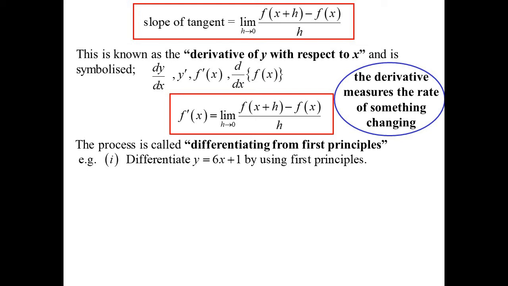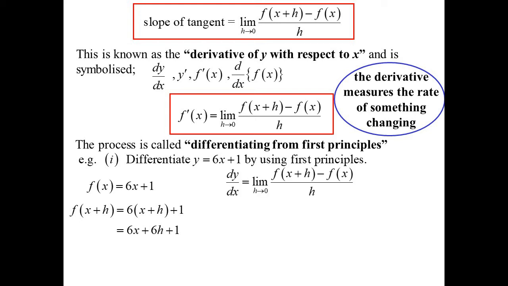So let's do it. f(x) is 6x plus 1. Before I write the formula out, I tend to work f(x plus h) out first, and then I just substitute that in. So f(x plus h), everywhere I see an x, replace it with x plus h, so we have 6x plus 6h plus 1. Now I'll put it into our formula. 6x plus 6h plus 1 minus (6x plus 1) all over h.